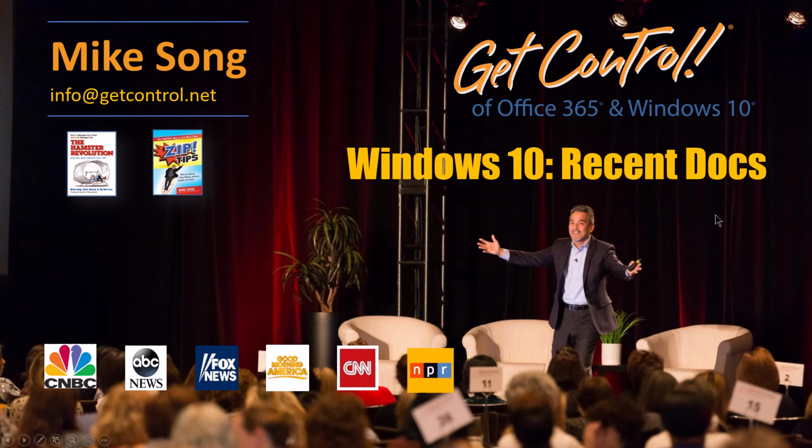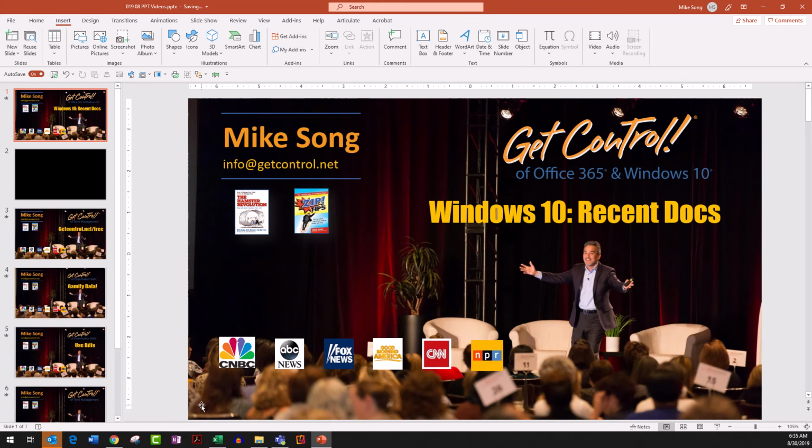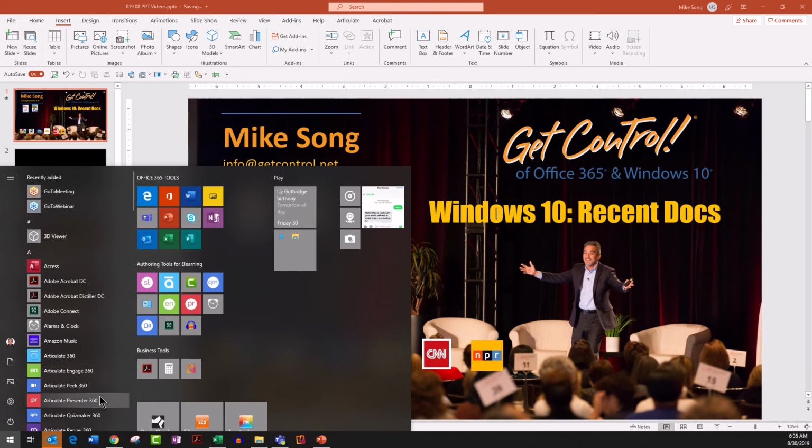Here's one of my favorite Windows 10 tips, recent docs. Let me just cut out of this PowerPoint presentation to show how cool this tip is. When you have stuff on the taskbar, and by the way, you can add stuff to the taskbar. If you want to add something, you click on your start menu, just right click on that icon, click on more, and pin to taskbar.